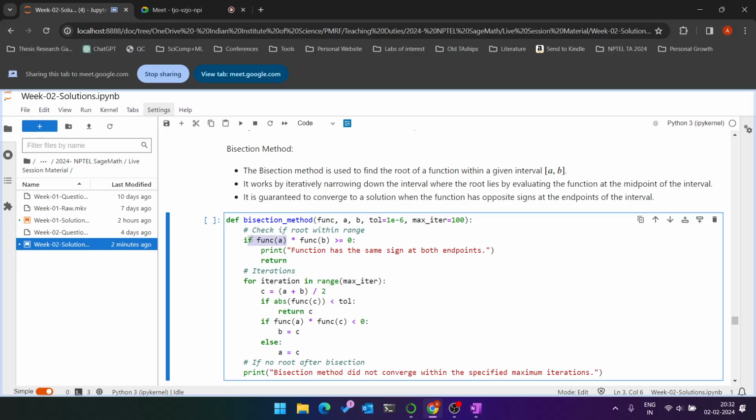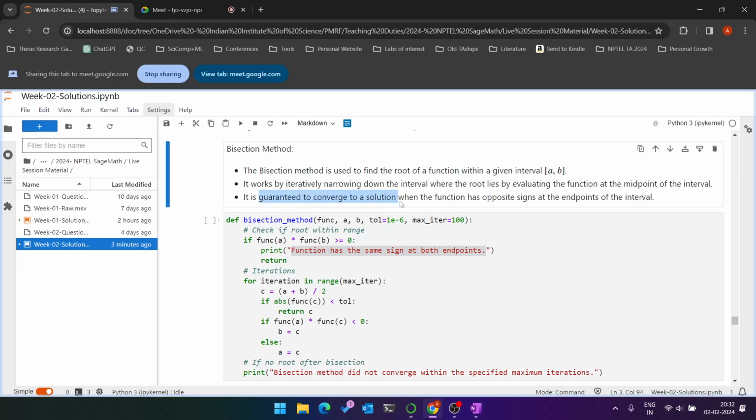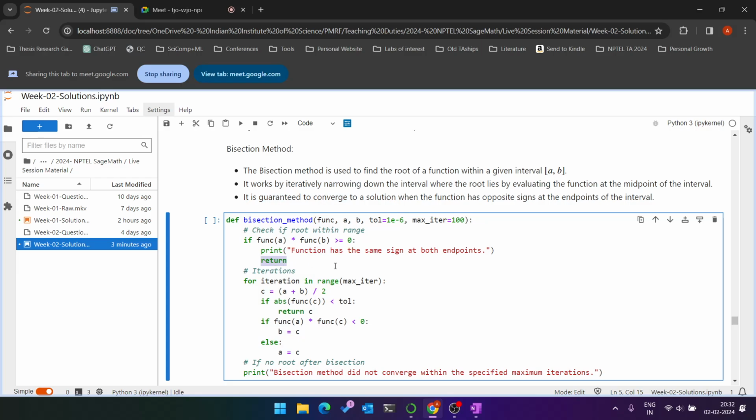First thing it does is check if the function has positive and negative signs at the two ends. If both are positive or both are negative, their product will be greater than 0, which means the function has the same sign. Our chosen interval a comma b may not be correct. It may be correct, but it may not be. So we no longer have the guarantee to converge to a solution, so we just return from that point.